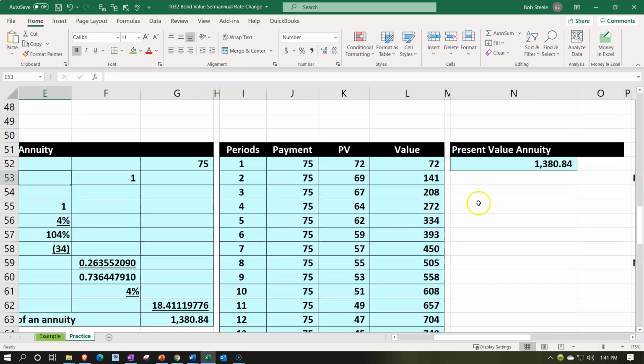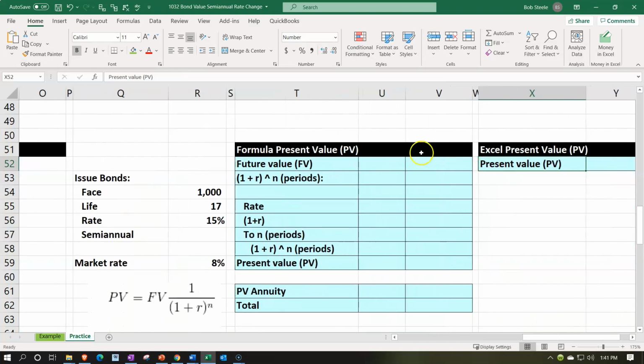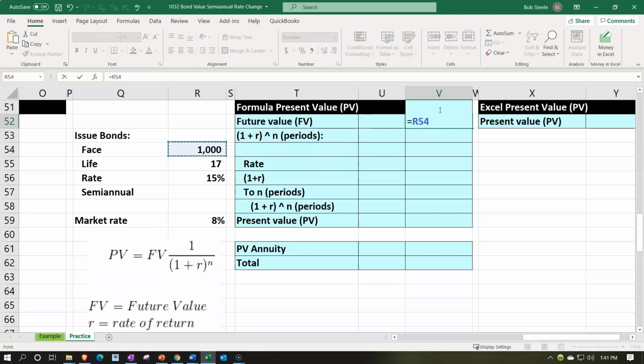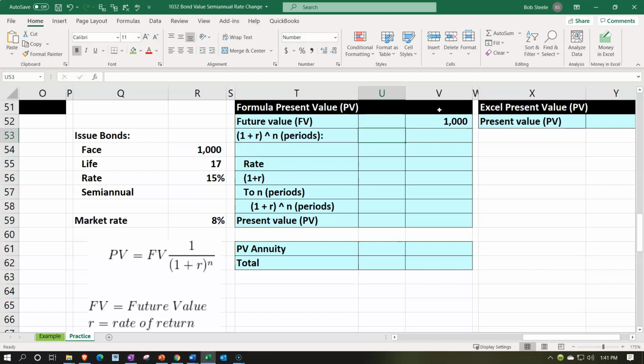Now let's recalculate the 1,000 present value using our present value of 1 formula, PV equals future value over 1 plus R to the n. Future value 1,000 over 1 plus R, which would now be the 8% divided by 2, 4%, to the power of n number of periods, which would be 17 if years, but then times 2 because semi-annual. So we're going to say 1,000 here, and then the rate is going to be the 8%, but then divided by 2.